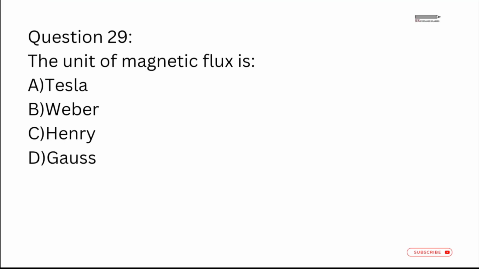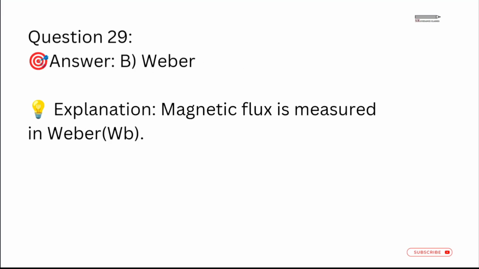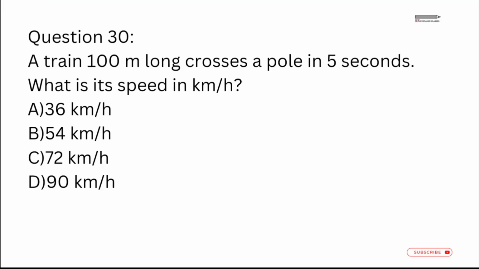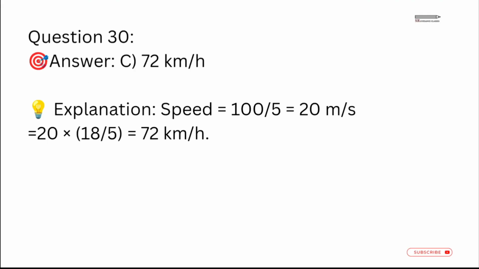What is the unit of magnetic flux? The correct answer is option B, Weber. A train 100 meter long crosses a pole in 5 seconds. What is its speed in km per hour? The answer is option C, 72 km per hour.